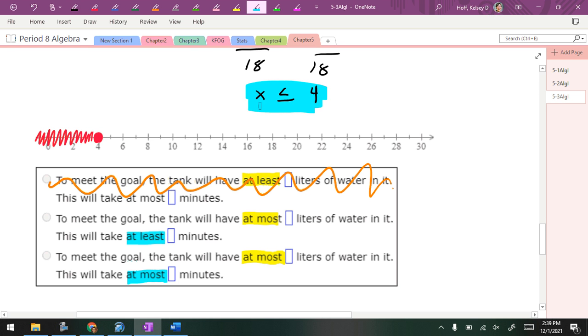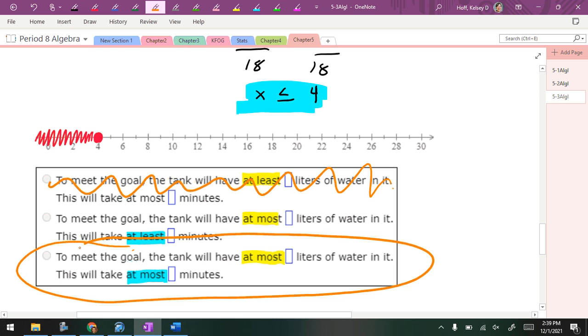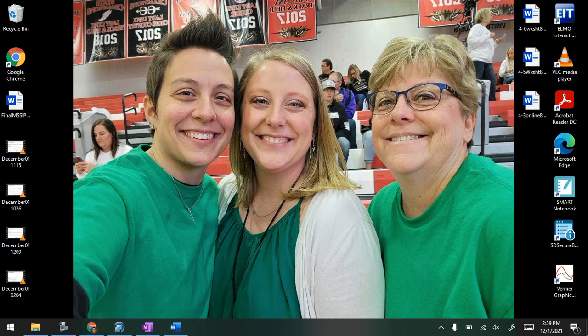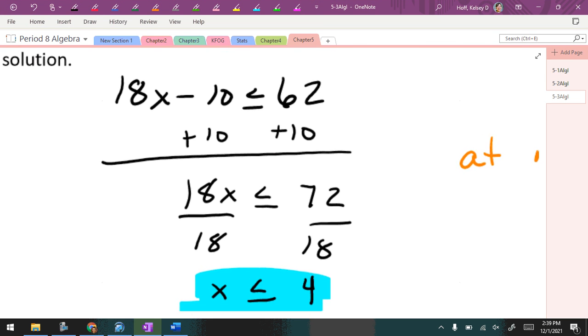Now we're looking at our answer. X is minutes. The tank will take at most 4 minutes. So it would actually be the bottom. To meet the goal, the tank will have at most 62 liters of water in it and will take at most 4 minutes. Okay, now, do I expect that you're going to draw this graph or write down the answer to that? No, but would this piece be on your work paper? Absolutely.